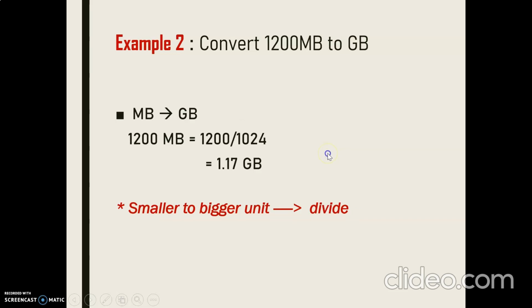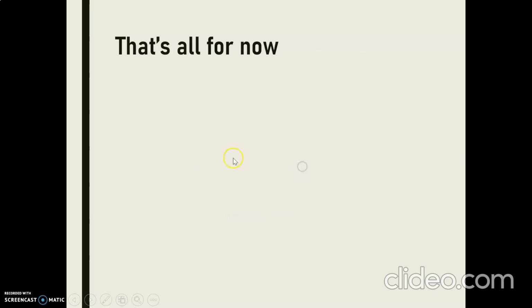Next example. For example, we have 1200 megabyte. This is a smaller unit going to a bigger unit, so megabyte to gigabyte, you have to divide. 1200 megabyte divided by 1024, now we will have 1.17 gigabyte. So that's all for now.